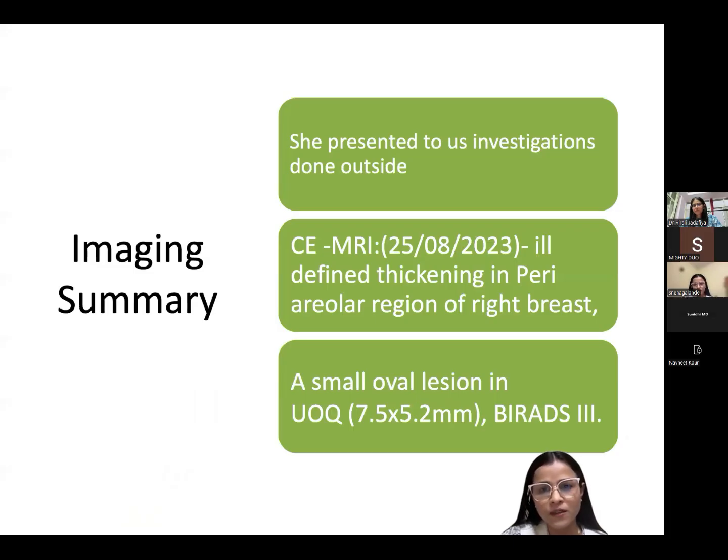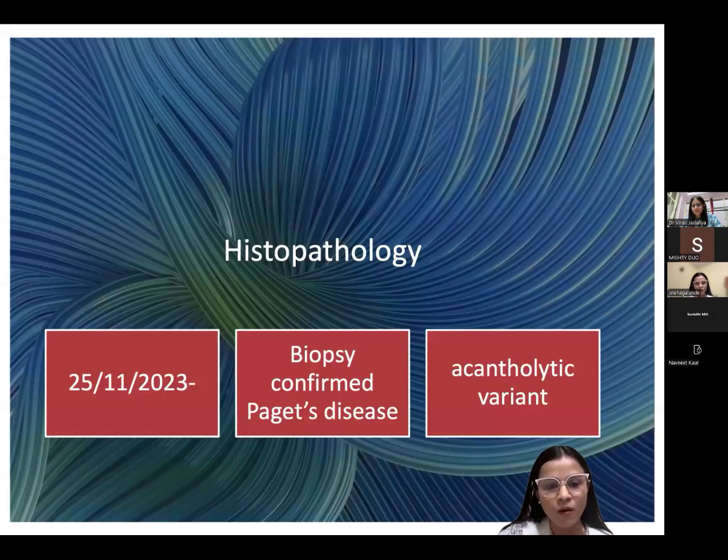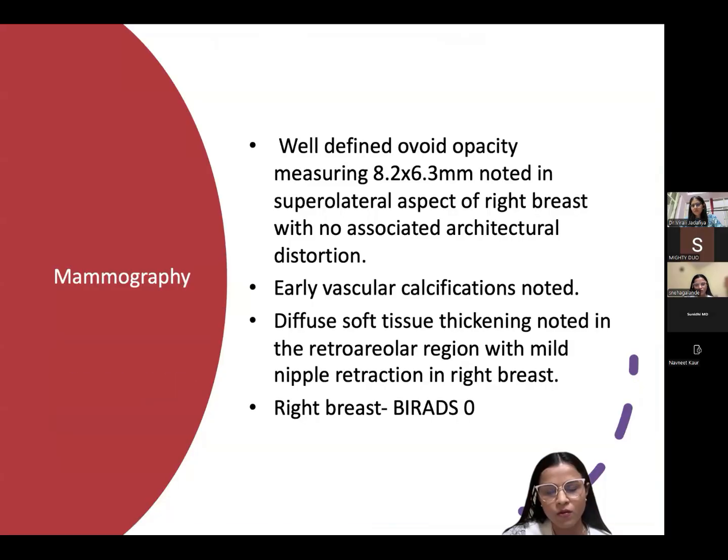Now, prior to presentation to us, she had undergone a few investigations outside. She had already undergone an MRI 4 months prior, which showed ill-defined thickening in the periareolar region of the right breast. Also there was a small oval lesion measuring 7.5 by 5.2 millimeters, and it was a BI-RADS 3 lesion. She had also undergone a skin biopsy 2 months prior to presentation, and it had confirmed Paget's disease, acantholytic variant.